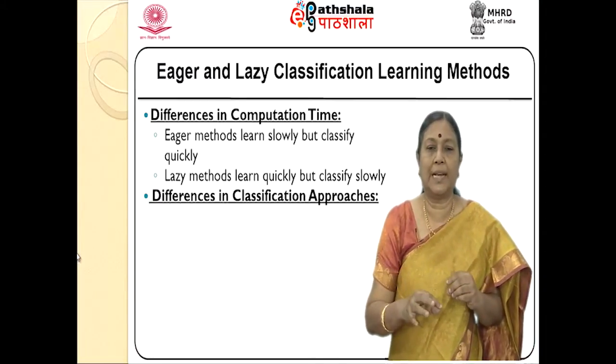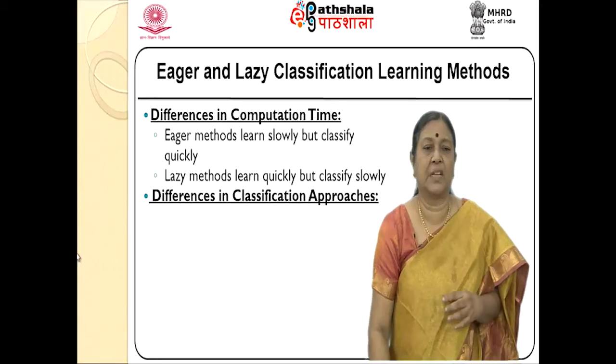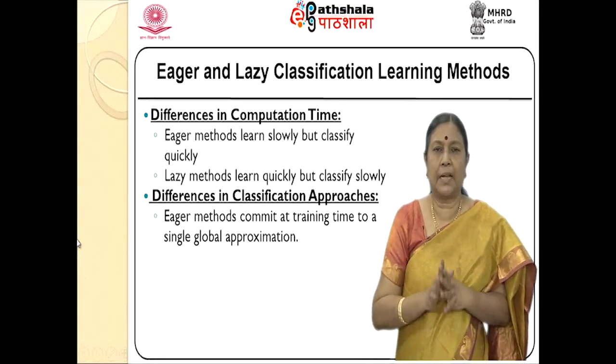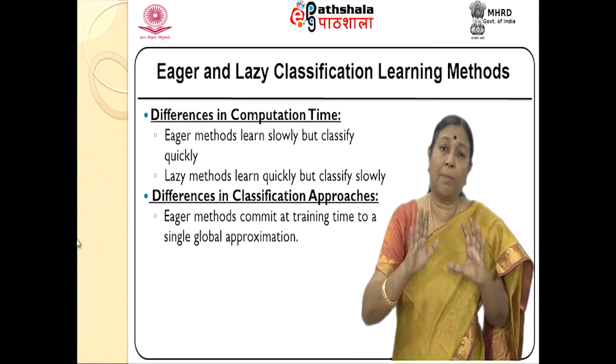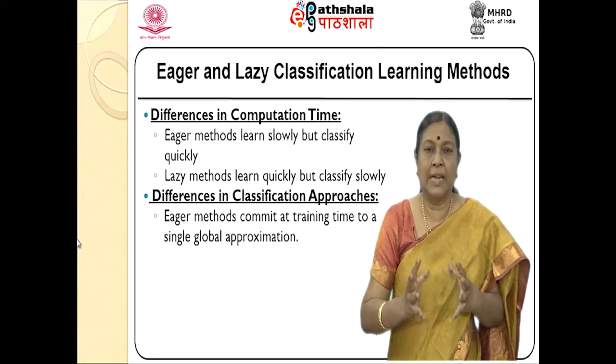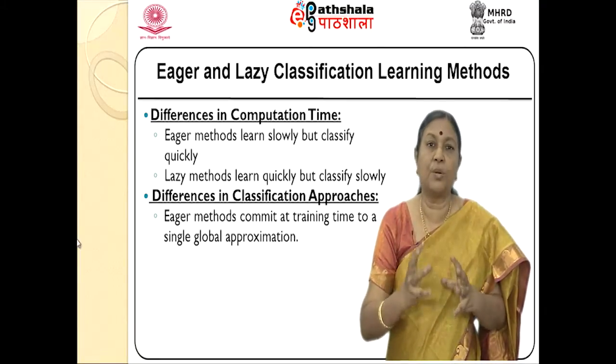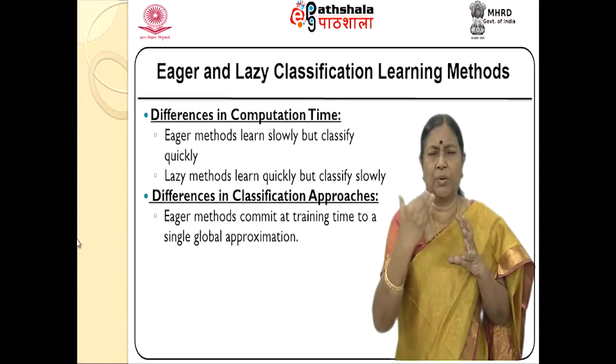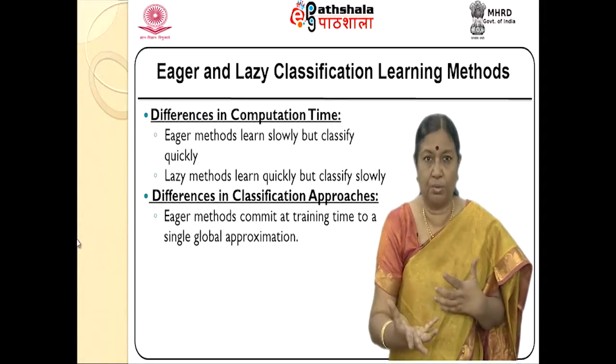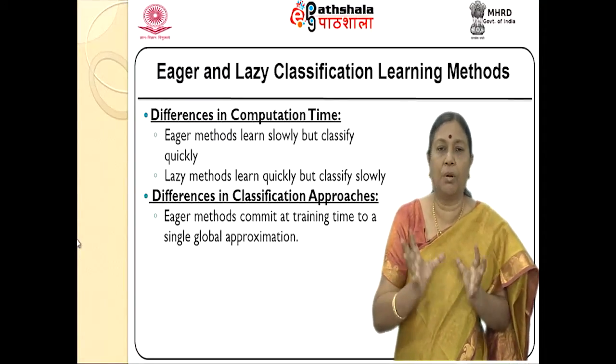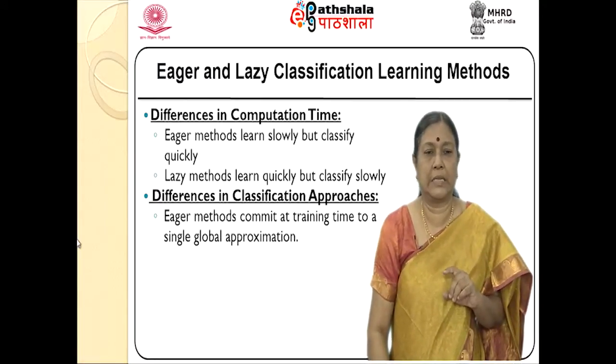Now, that is about the computation time. If you look at the classification approaches, what is the difference? Eager methods commit at training time to a global approximation, because they take the training instances, assume that they are a good approximation of what you want to do, and so build a single global approximation of the training instances.